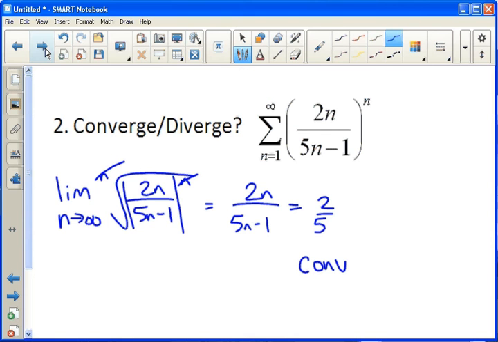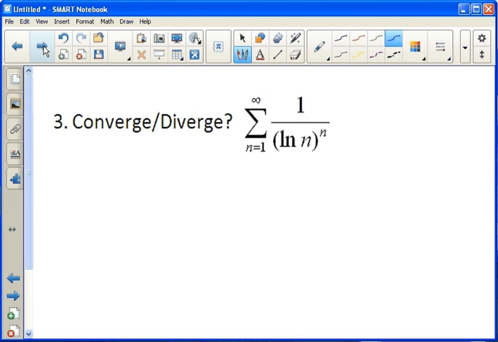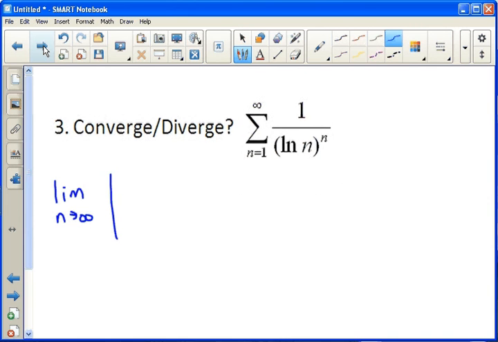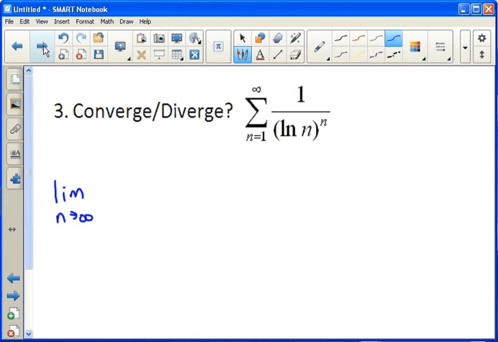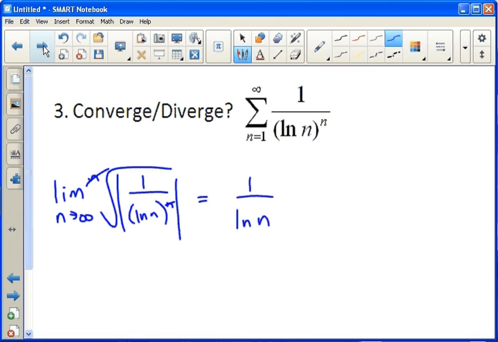For number 3, we have the limit as n approaches infinity of the nth root of 1 over natural log of n to the n. So the n cancels out this n, leaving us just 1 over the natural log of n. As we take this limit, 1 is going to stay 1, the bottom is going to go to infinity. That means the limit will be 0, and since that is less than 1, our answer is converge.